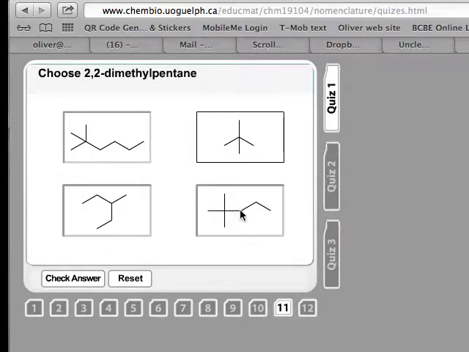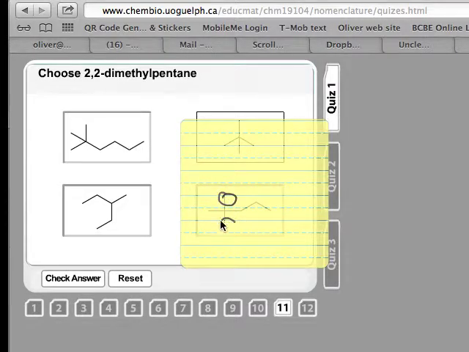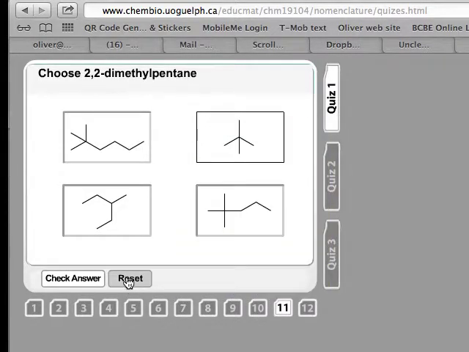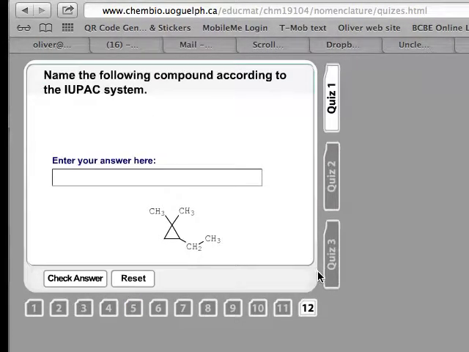1, 2, 3, 4, 5. Pentane. 2 methyl groups, both at carbon 2. So that's my answer. Reset since I pushed on it so many times. Yay, last one.